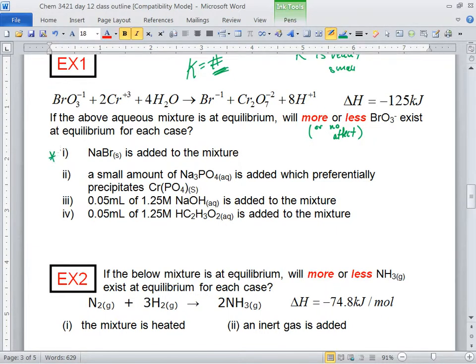So the first one, we're adding sodium bromide to the mixture. Now, Melissa, the game here is to try to find some commonality, some way that it's influencing that reaction. If there's no influence at all, no commonality, then there would be no effect. Is there a commonality going on there? You're adding sodium bromide solid.